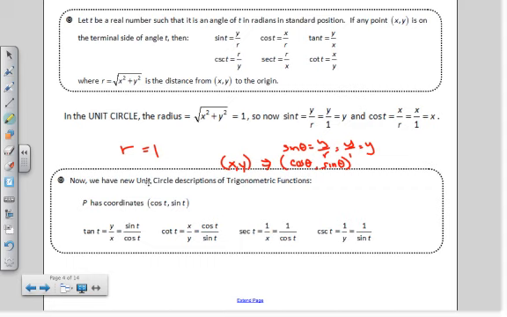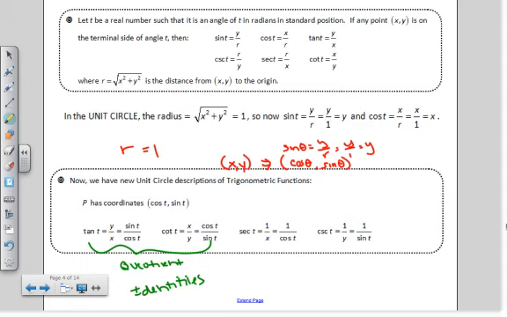Okay, so now we have new unit descriptions. So here we've got the tangent is y over x, the cotangent is x over y, the secant is 1 over x, and the cosecant is 1 over y. And the important thing to learn from that is that tangent can be represented as sine over cosine, and cotangent can be represented as cosine over sine. And so we call these in trigonometry our quotient identities. Do I have to know that? Yeah, you do. Those are quotient identities. Why? Because the tangent and cotangent are represented as a quotient of two other functions.